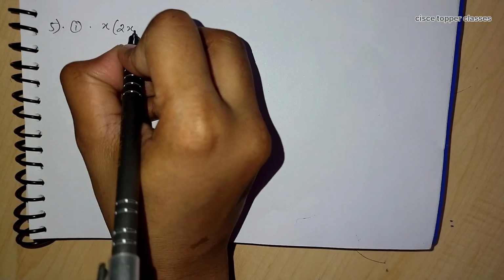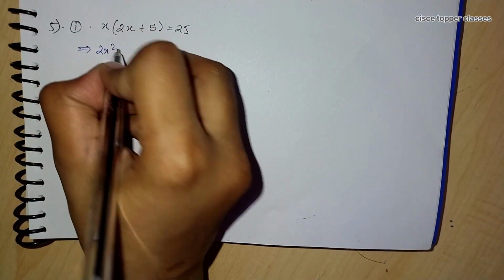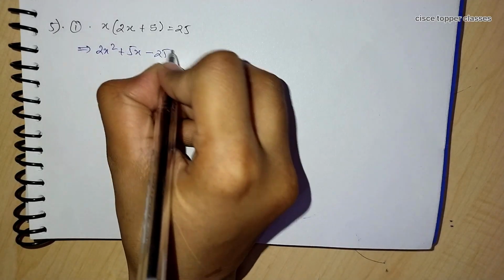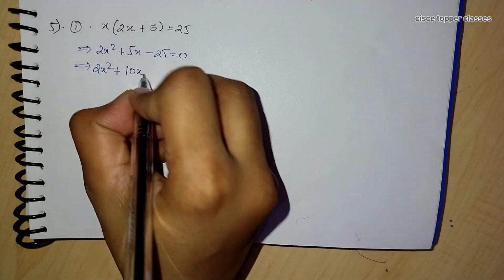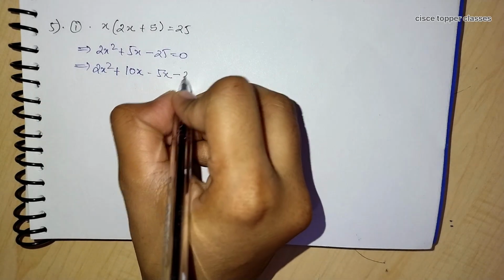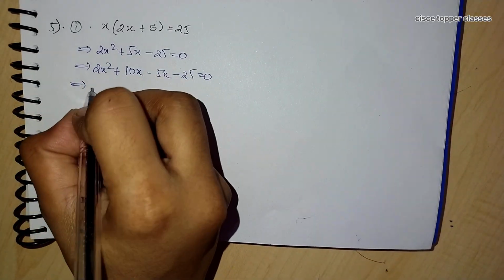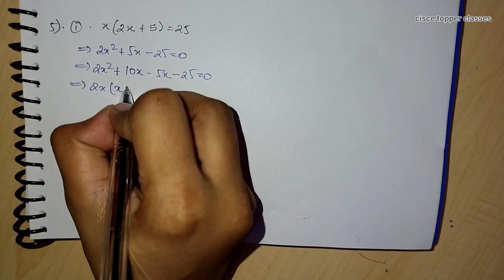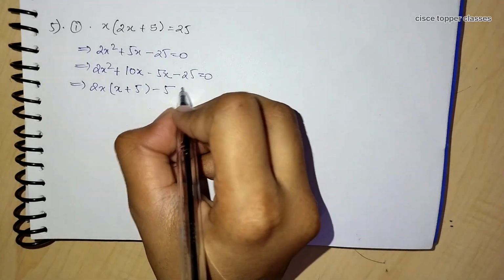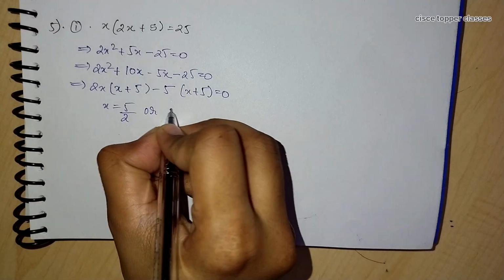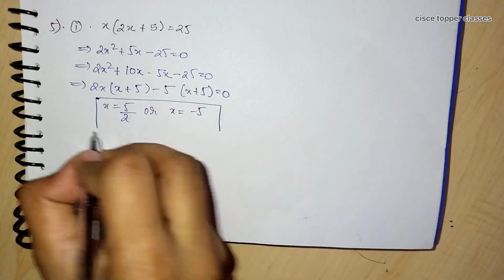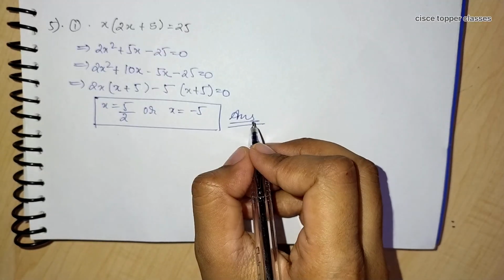Let us solve the first part here, which is x(2x + 5) = 25. So here we can write it as 2x² + 5x − 25 = 0. So 25 into 2 is 50, and 2x² + 10x − 5x − 25. Now we can form factors by taking 2x common, (x + 5) and −5 common, so x + 5 = 0. x = 5/2 or x = −5 is the final answer here in this question. So this is the answer here.